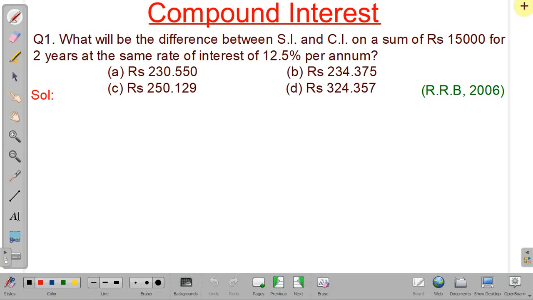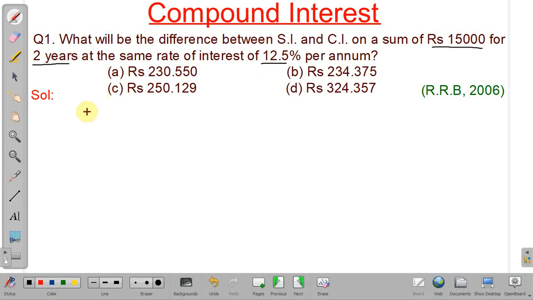See, in this problem, we have to find the difference between simple interest and compound interest. Principal amount is given as rupees 15,000. Time period is 2 years and rate of interest is 12.5% per annum. So we need to calculate simple interest, then we can calculate compound interest, and then we can find the required difference.